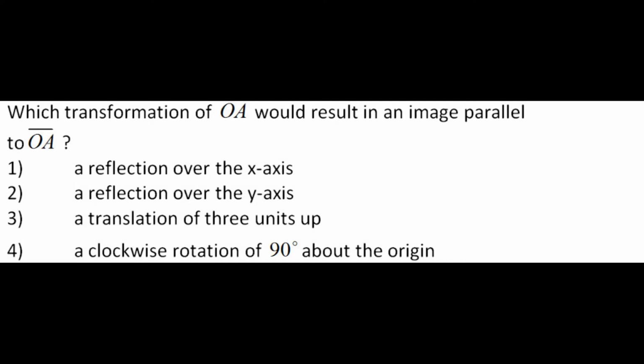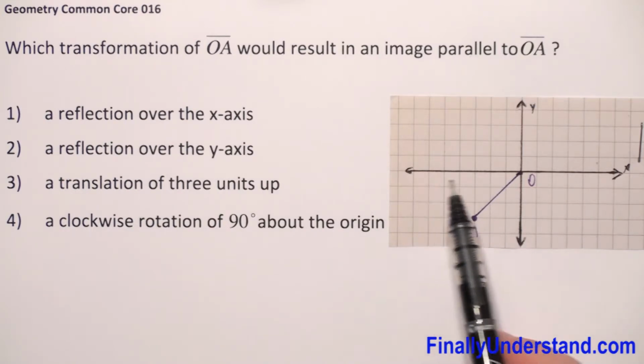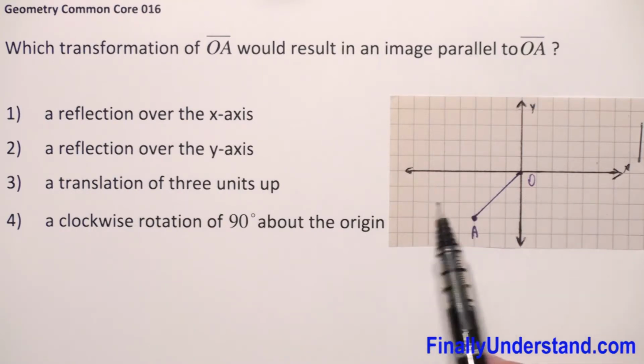Which transformation of segment OA would result in an image parallel to segment OA? First we have reflection over the x-axis. We know that a reflection is a transformation that uses a line like a mirror to reflect an image.